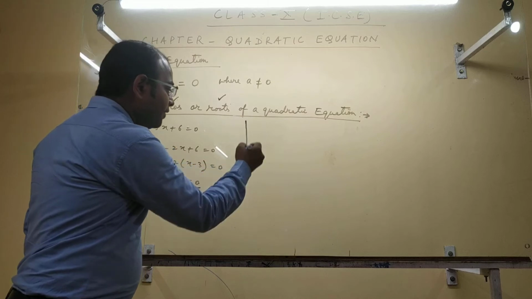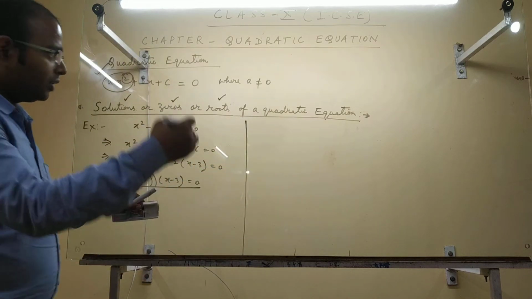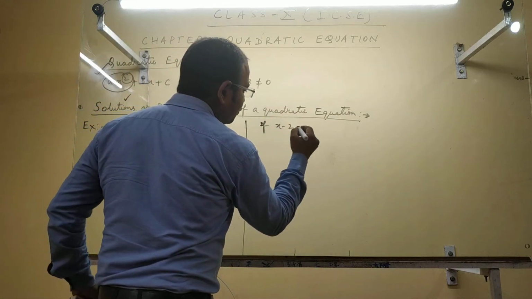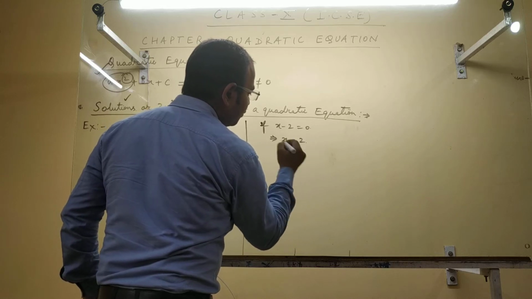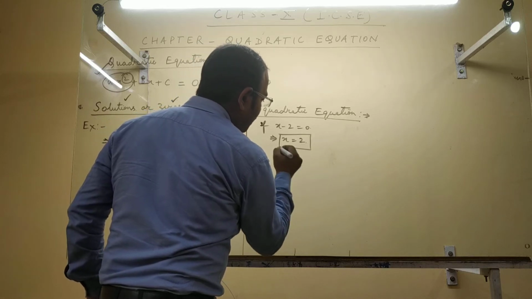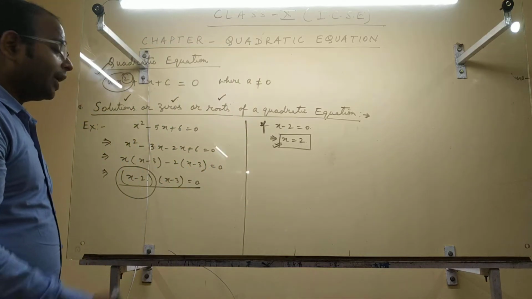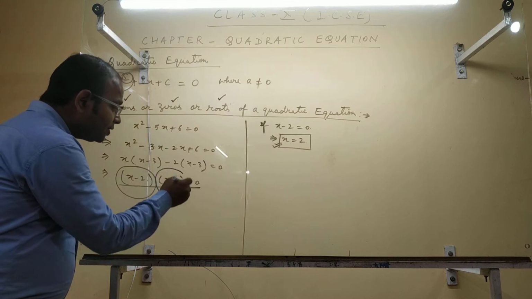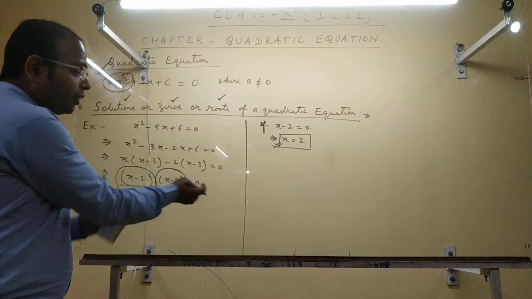So, if we assume that its first term is 0, let us write here, if x minus 2 is equal to 0, then x is equal to 2. Here we have got our one solution of x. It can be also possible that the second term may be 0 and the first term is non-zero, then also the product is equal to 0.